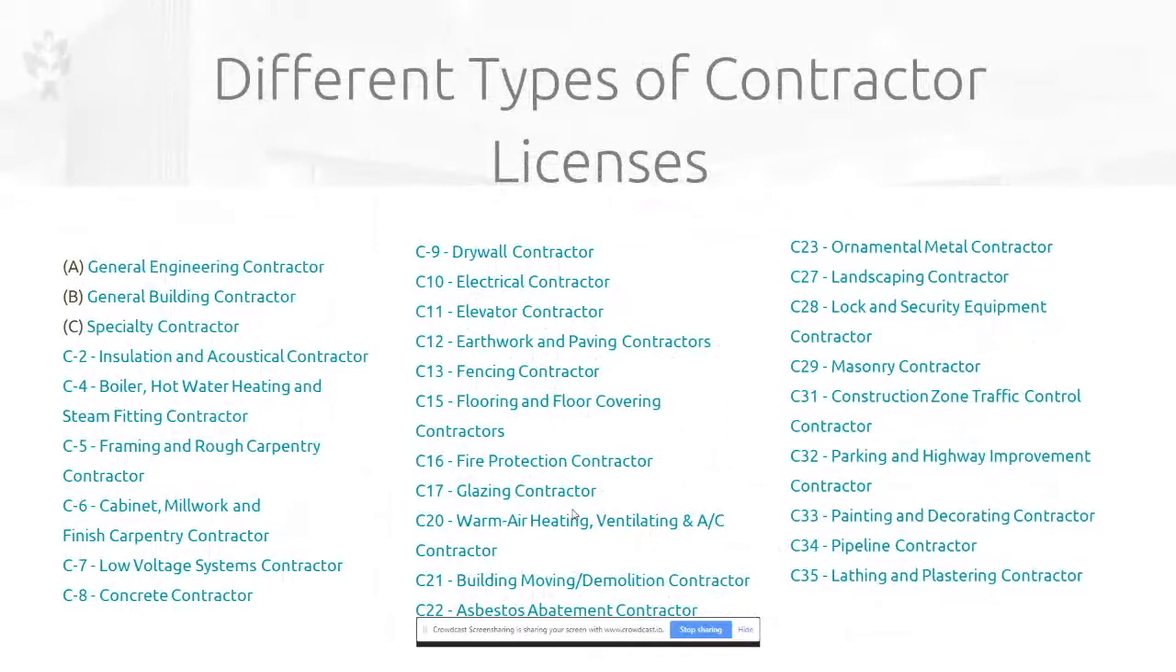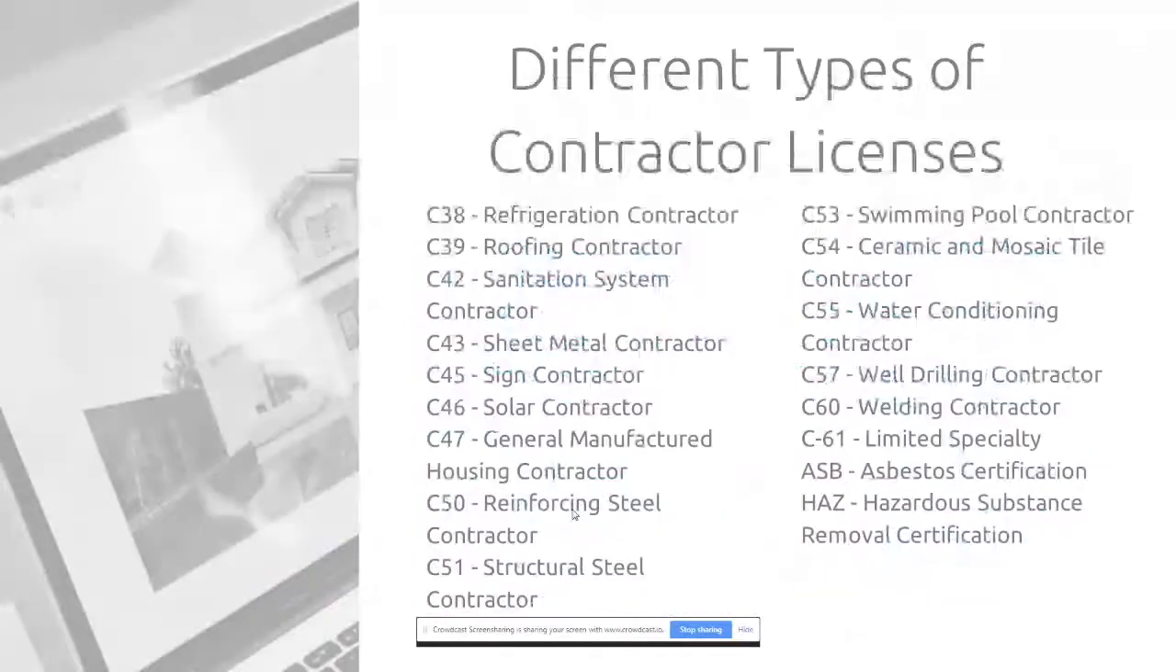This is another section of different types of licensing. This is all for the state of California. We also have solar. Solar and roofing is also very, very common. In any states that have green initiatives and energy-saving rebates, you'll find a lot of roofing and solar contractors available.